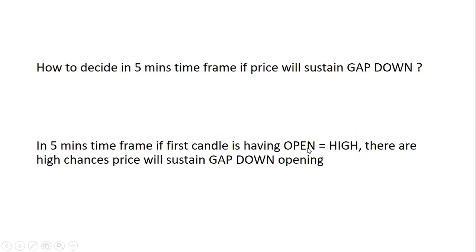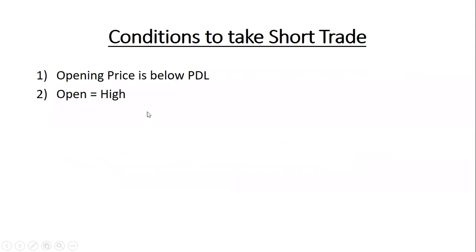I'm sure you might have heard of open equal to high, but how to use it in the right way, you are learning today. So these are the conditions to take a short trade. Two simple conditions. Number one, we want gap down opening. Number two, we want open equal to high formation. That's it. If you are getting these two conditions, you can take a short trade.